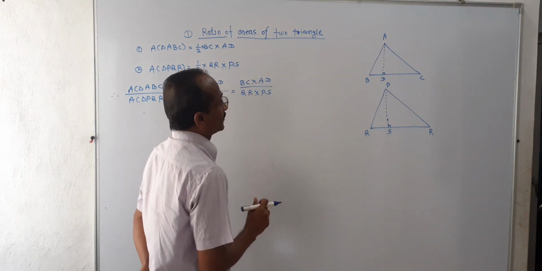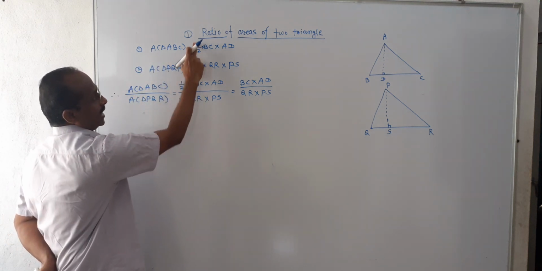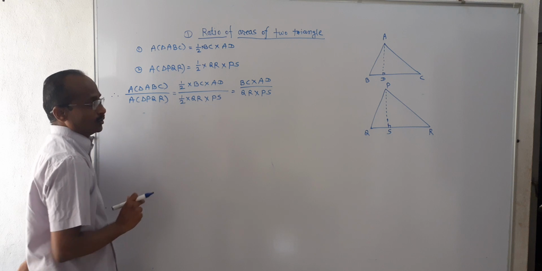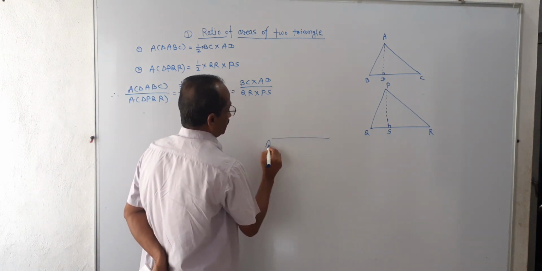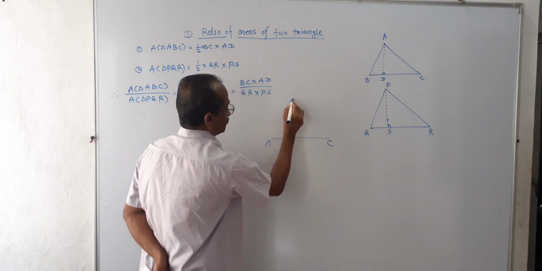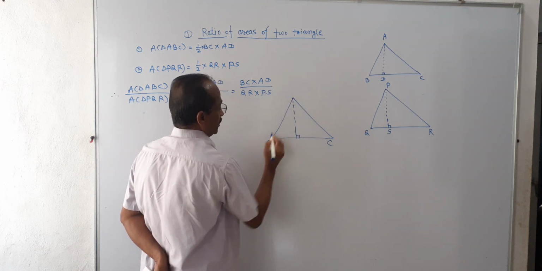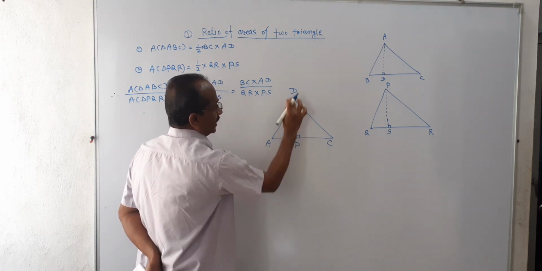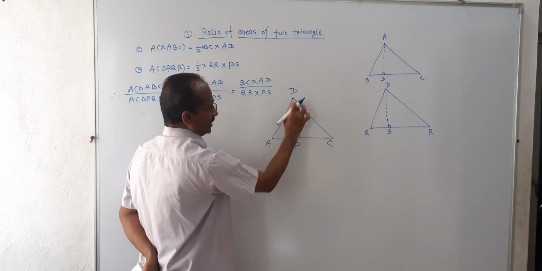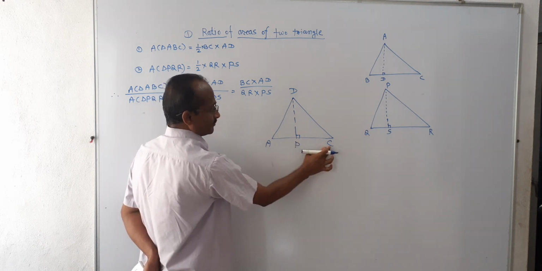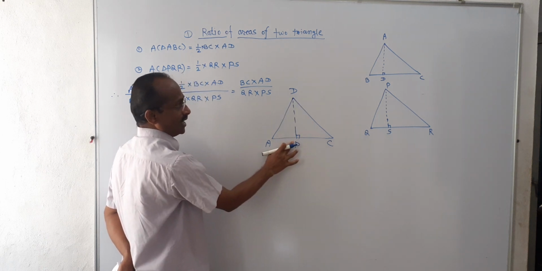Now we know that the formula for the area of triangle ABC equals half base into height. The base is the segment on which the perpendicular is drawn, and the height is the segment which is perpendicular. So in this figure, DP is the height and AC is the base, because DP is perpendicular to AC. Therefore AC is called a base and DP is called a height.